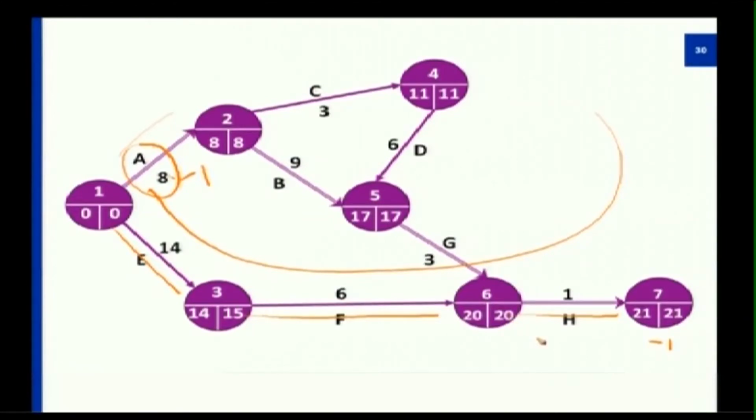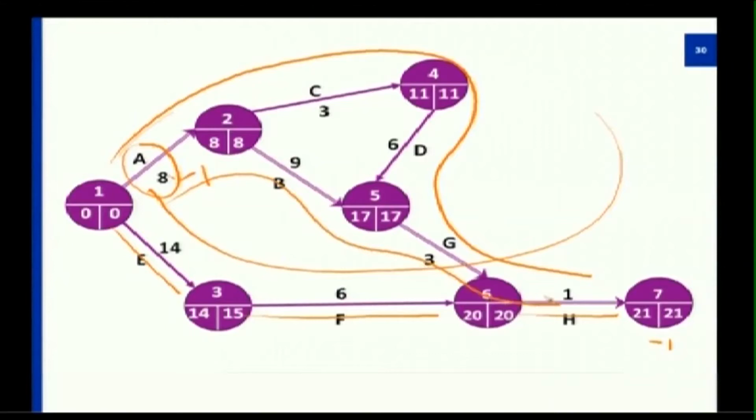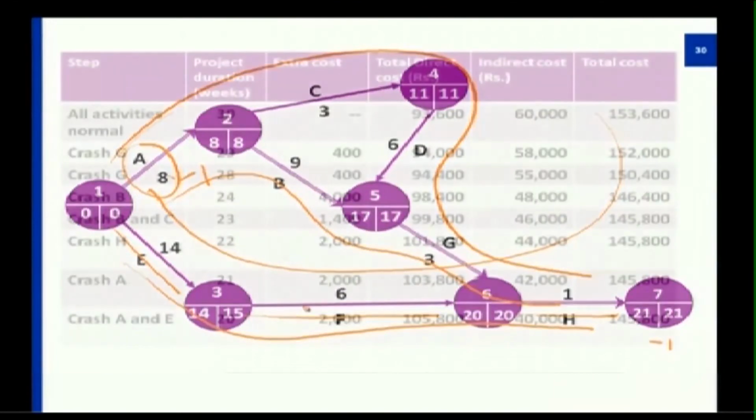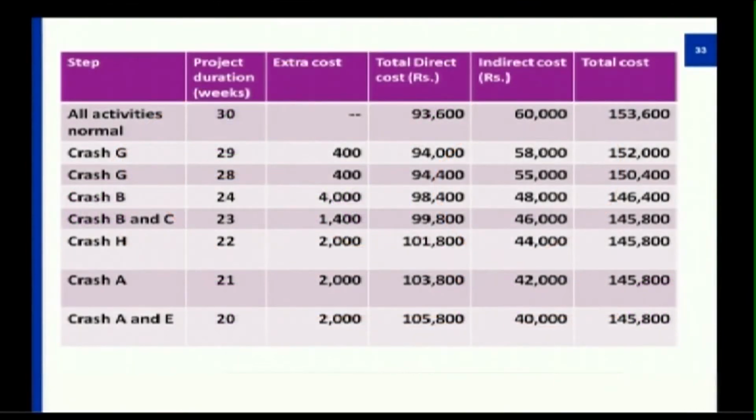So, the impact would be on all the 3 flows, that is A, C, D, G, H; A, B, G, H; and the other flow, which is E, F, H. Now all the 3 flows would be considered my critical path, which makes the entire network diagram very complex.